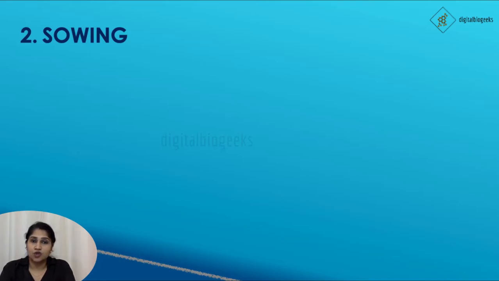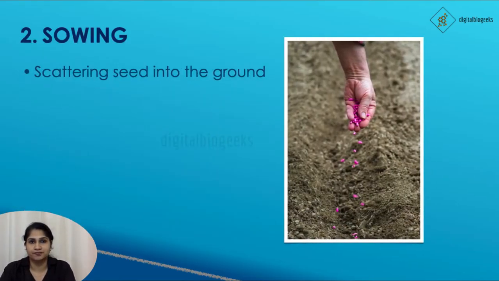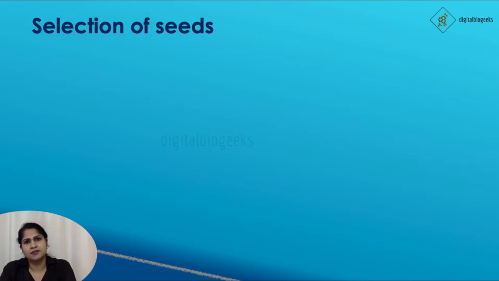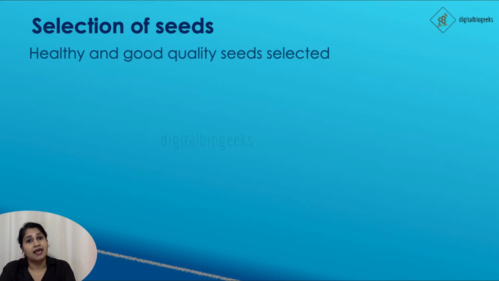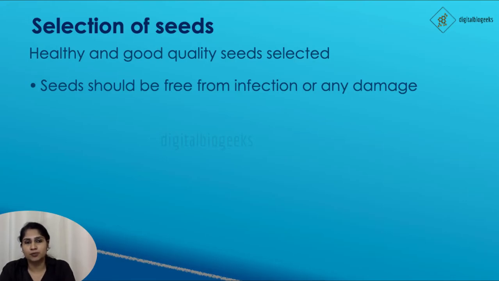Sowing. Sowing is the scattering of seeds to the ground. Before sowing, healthy and good quality seeds should be selected. There are some important things to be taken care of during the selection of seeds. Healthy and good quality seeds should be selected so that we get high yield. Seeds should be free from any infection or damage.